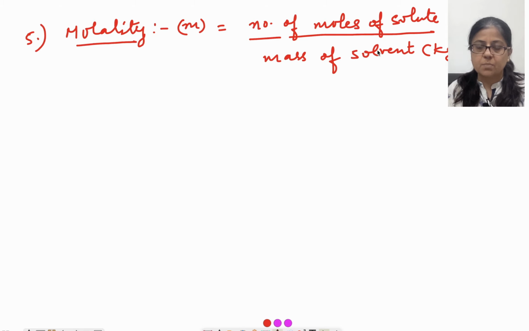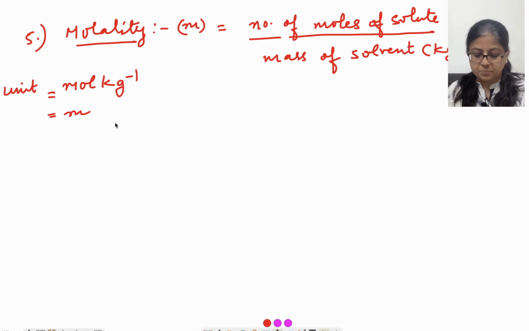So this will be the molality of the solution, and it is the number of moles of solute divided by the mass of solvent in kg. Units will be mole per kg, or molal. The units will be expressed in terms of mole per kg or small m. This will be the unit of molality. Let us discuss molality with an example here.